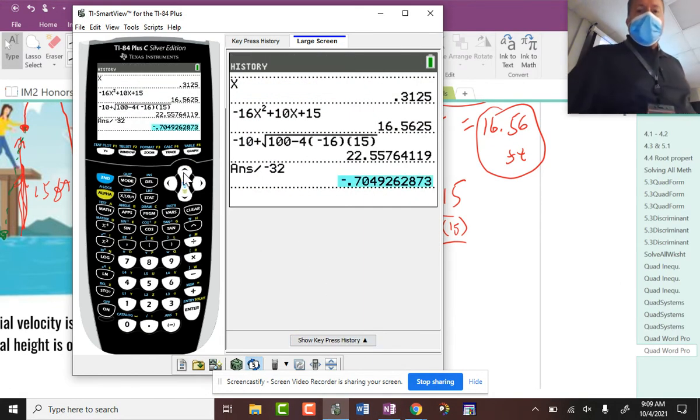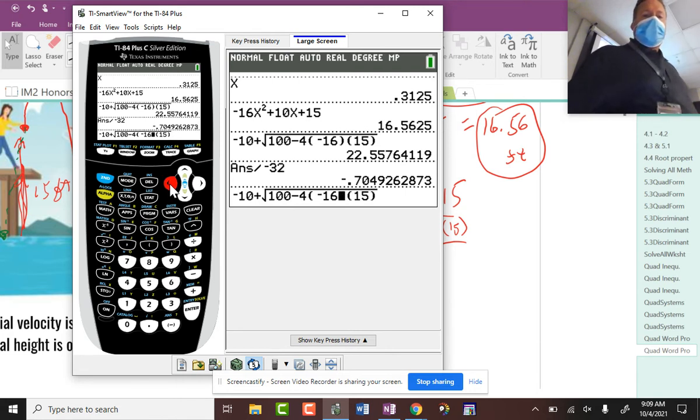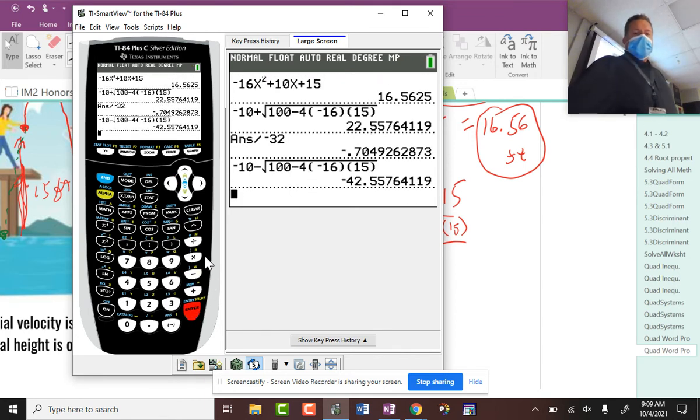And then here's how I deal with this. Hopefully you have this feature if you have a newer 84. If not, you have to retype everything. Some people have those old 83s. That's fine. Those are still very valuable. And you're able to retype this as is, but insert a minus instead of a plus. And then divide by negative 32.